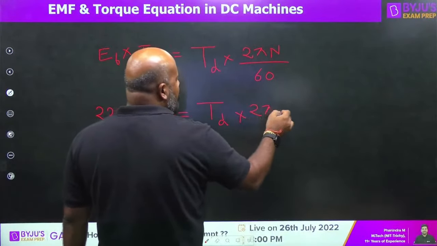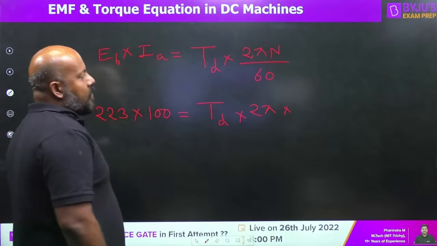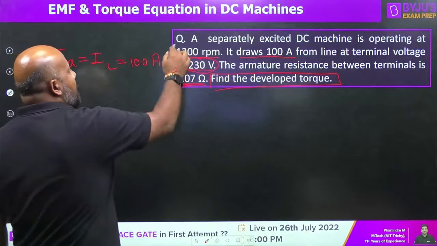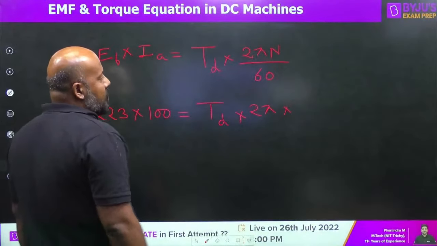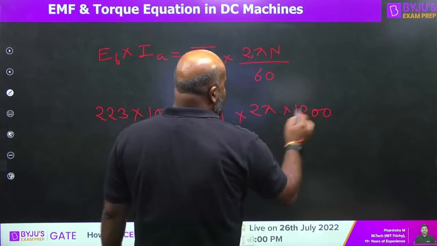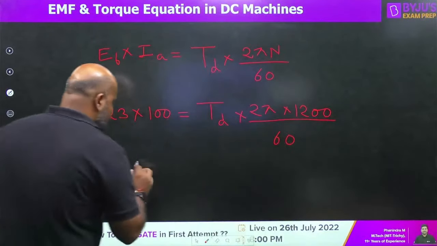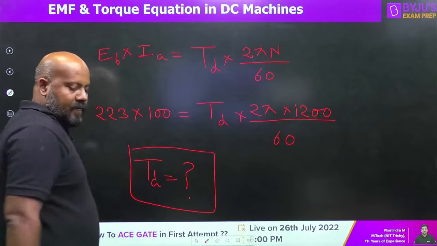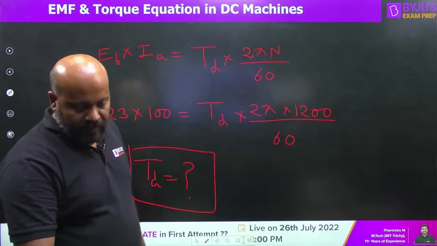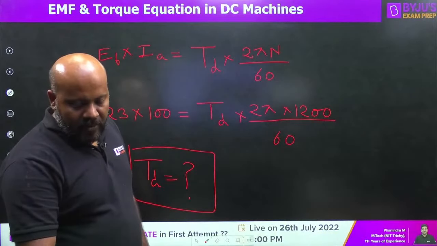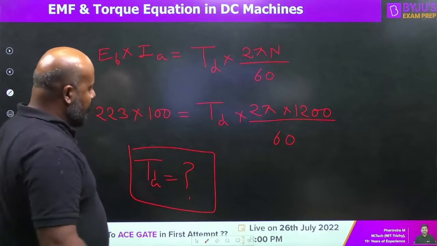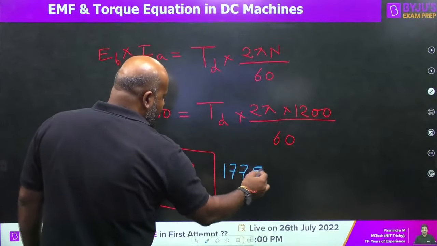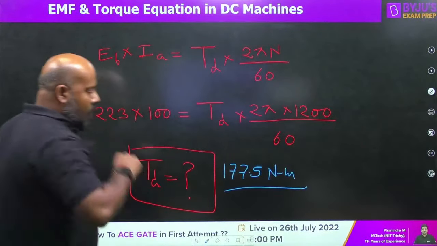This is the developed torque, this is 2 pi. What is the N value? The speed is also mentioned here. Speed is 1200 RPM, so just put this value here, 1200 RPM divided by 60. Just solve and tell me what value of developed torque you are getting. As per my reference, I think you must be getting 177.5 Newton meter.